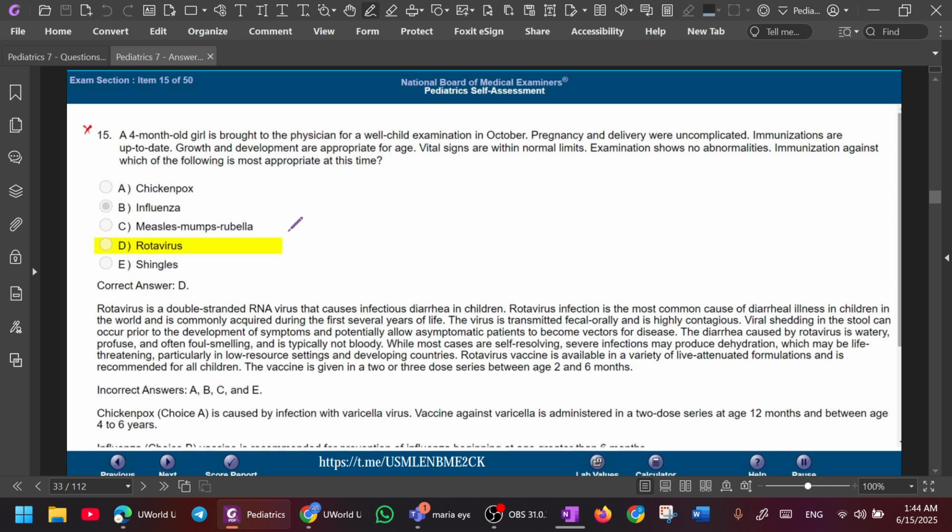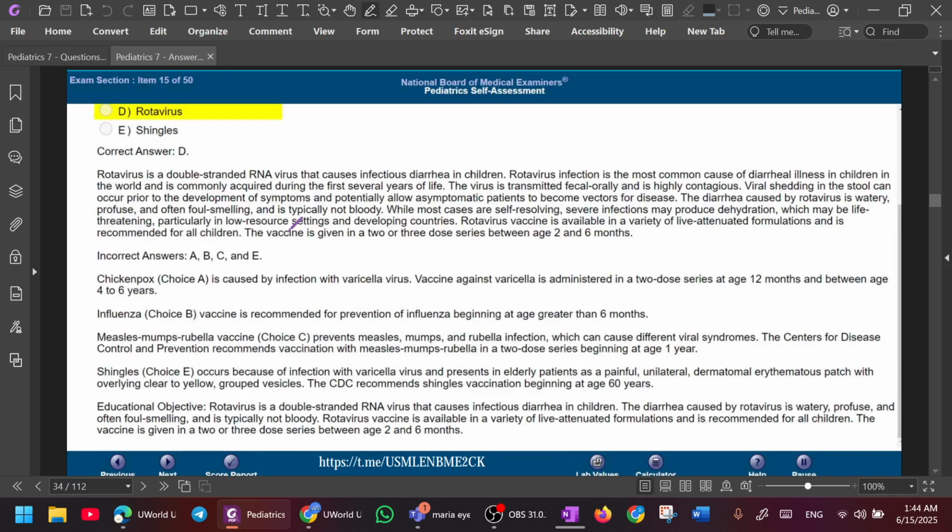It is not influenza vaccine, which is recommended for prevention of influenza and begins at 6 months. Chickenpox is caused by varicella virus. Vaccine against varicella is administered in 2 doses starting at 12 months, because it's live. Measles and mumps vaccine begins at 1 year old, so 12 months, because it's live. Shingles vaccine is for old people. Okay, got it.